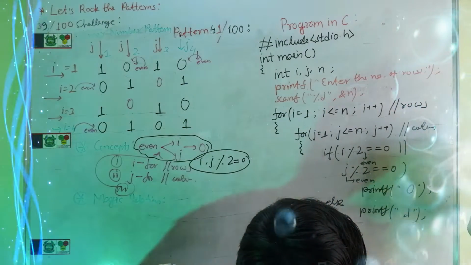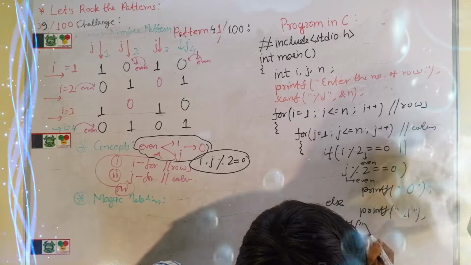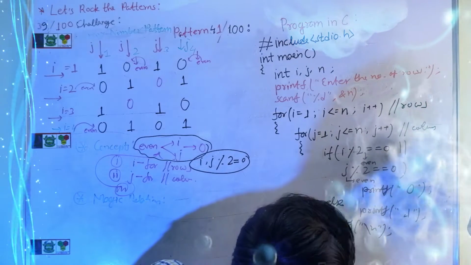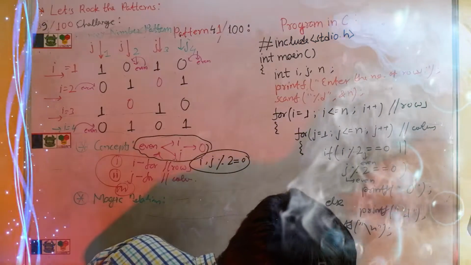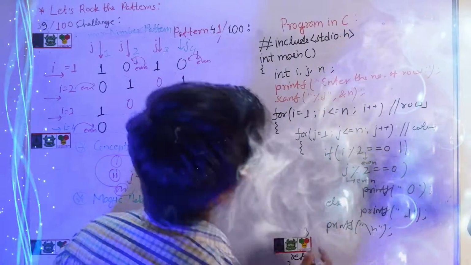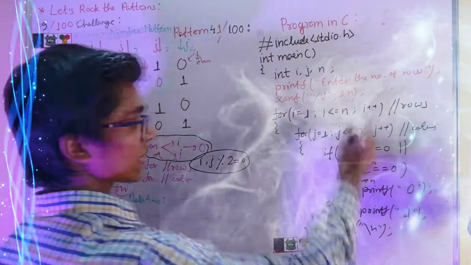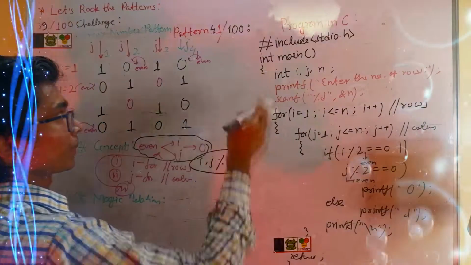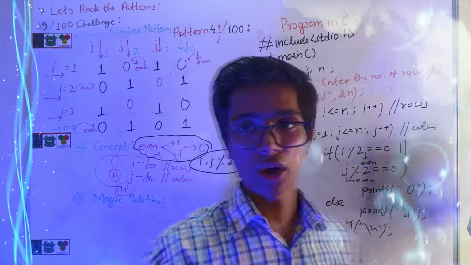Now at the end, printf new line. This is closed, and at the end return 0. Now the program has ended. So this is the entire program. If you execute this code, we will get the entire binary pattern. I think you have understood the pattern.